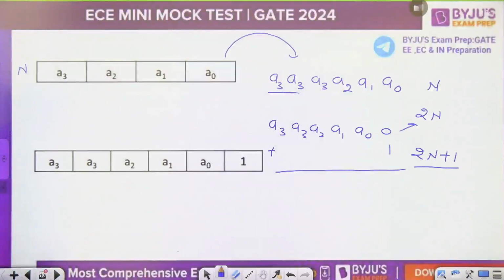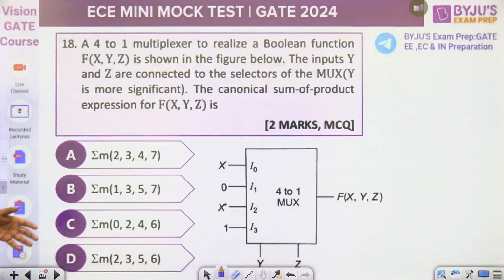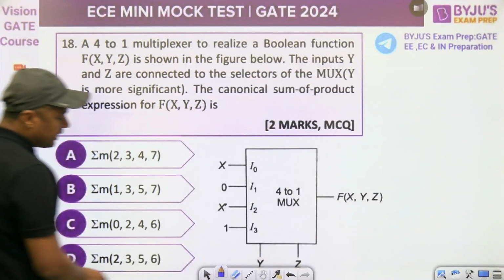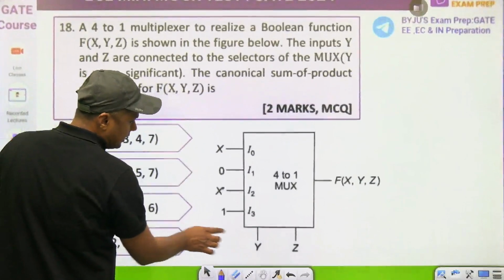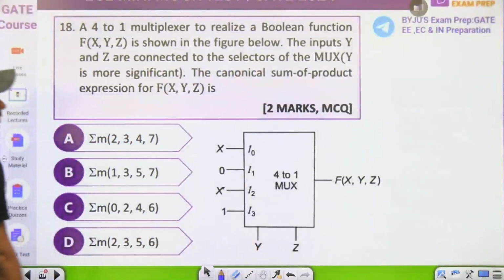Then third question from multiplexer. A 4 to 1 multiplexer to realize the Boolean function of x, y, z is shown in the figure below. The inputs y and z are connected to the selectors of the multiplexer, y is more significant. Y and z are connected to the selector lines. This is the selector line. It is visible, yz.